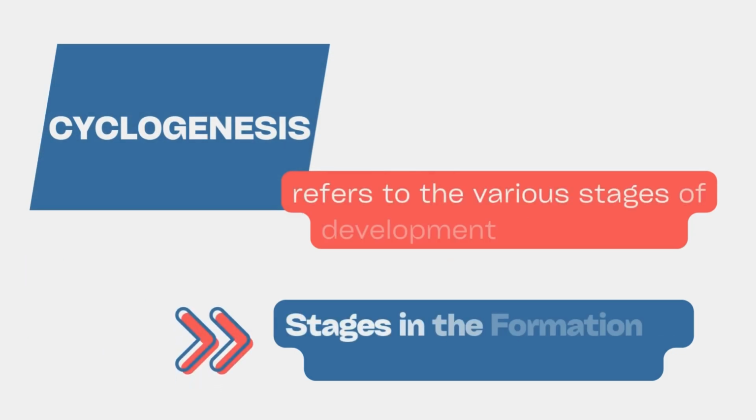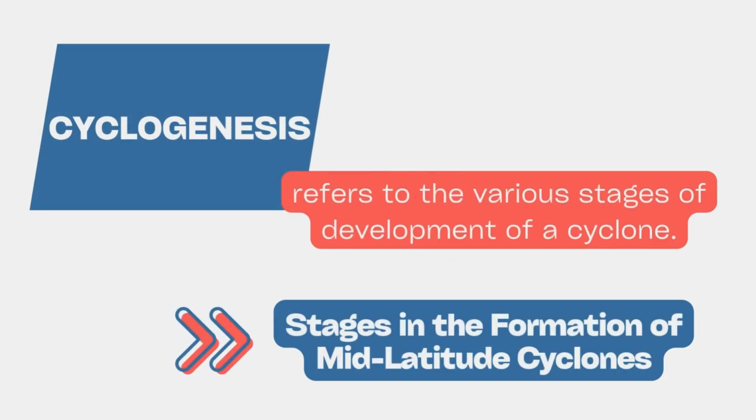Now, before we look at the stages of formation of a mid-latitude cyclone, let us quickly look at the concept of cyclogenesis, which is the process by which a cyclone forms and develops in the atmosphere. It involves the intensification of a low-pressure system, leading to the formation of strong winds, cloud development, and precipitation. Understanding cyclogenesis is crucial for predicting weather patterns, especially in mid-latitude regions like South Africa, where these systems bring significant winter rainfall and temperature changes.